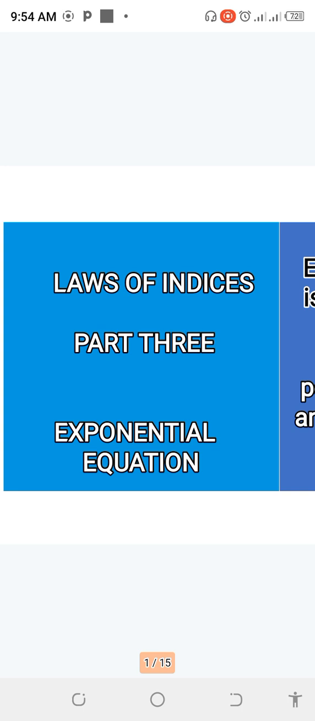In this section, we are going to take a look at exponential equation. What is exponential equation? Or what is an equation, rather? An equation is a statement that says two things are equal. For example, y equals x. That is an equation.